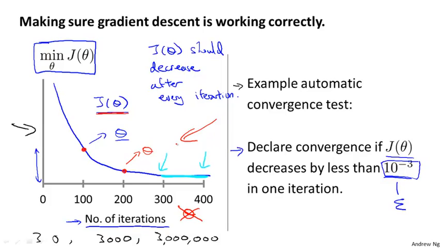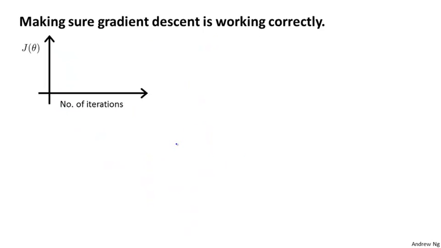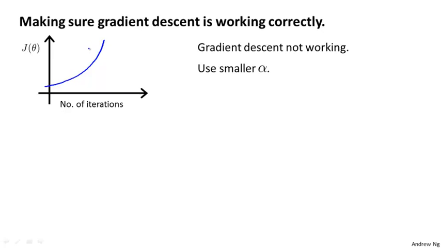Looking at this sort of figure can also give you an advance warning if gradient descent is not working correctly. Concretely, if you plot J of theta as a function of the number of iterations, and you see a figure like this where J of theta is actually increasing, then that gives you a clear sign that gradient descent is not working. And a figure like this usually means that you should be using a smaller learning rate alpha.